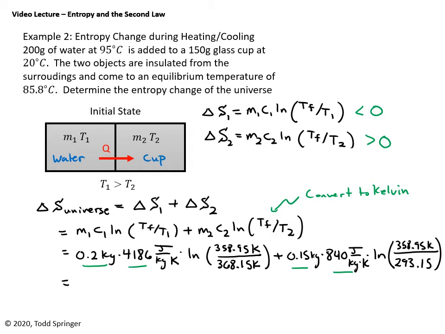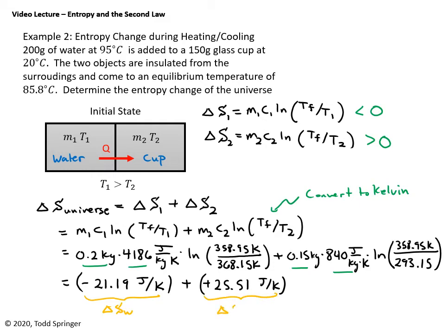When you plug in the numbers, for the water we get minus 21.19 joules per Kelvin. And then for the cup, we get plus 25.51 joules per Kelvin. One is positive, one is negative. This is delta S for the water, and this is delta S for the cup. But you can see that the positive one is bigger than the negative one. So as before, we end up with a positive number.